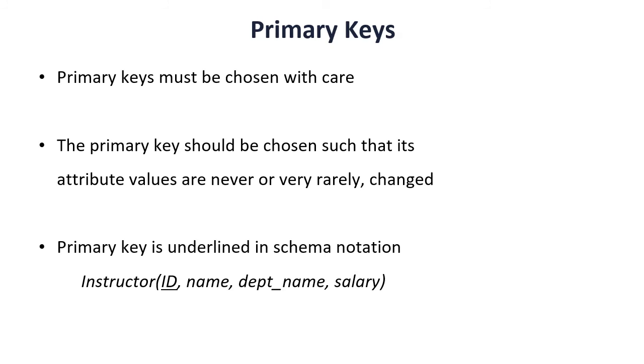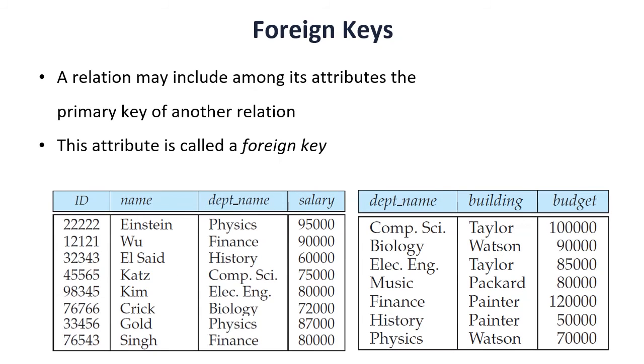We can specify the primary key of a relation in the schema notation by underlining the attribute. So you can see here in this example schema for the instructor relation, we have specified the ID attribute as underlined. So that way when someone sees this schema, he gets the idea that in this schema, the ID attribute is the primary key. Sometimes a relation may include among its attributes the primary key of another relation. And this kind of attributes are known as foreign keys.